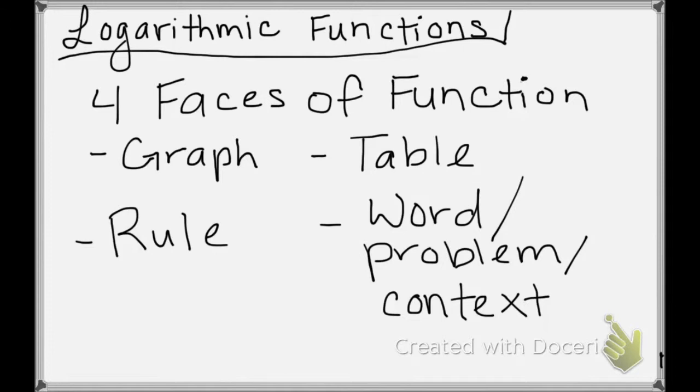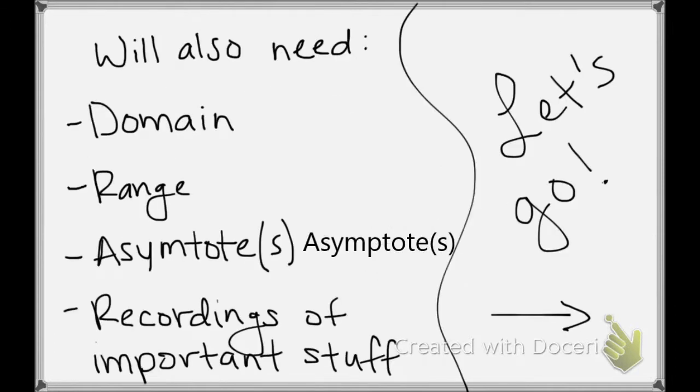Today we will be investigating a logarithmic function. Now what they mean by investigate is create the four faces of a function with the information given to you. The four faces of a function are a graph, a rule, a word problem or context, and a table. We should also find the domain and range and asymptotes the graph may have, and record everything that seems important.